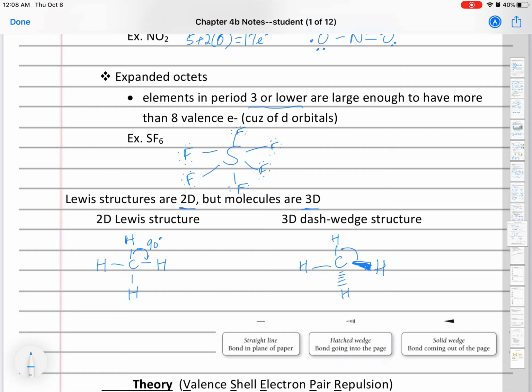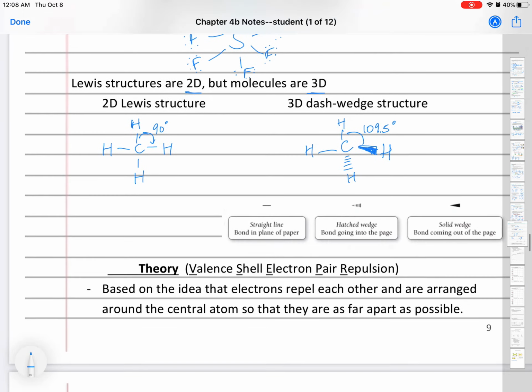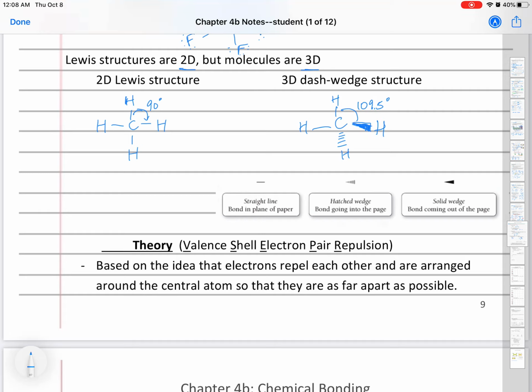So the bond angle now, if it's 3-dimensional, is much greater. We would say it's 109.5 degree angle, all right? Those atoms are actually spread out a little bit more in space in 3 dimensions. And so the model that helps us to view molecules in 3 dimensions is the VSEPR model. It stands for Valence Shell Electron Pair Repulsion.